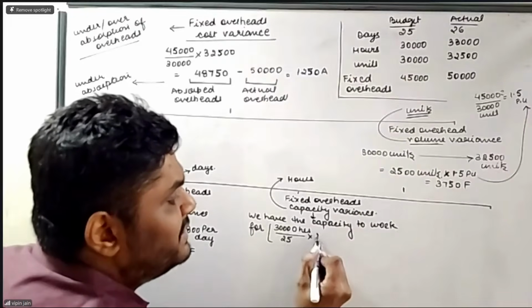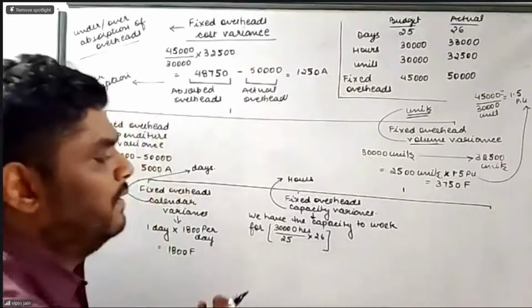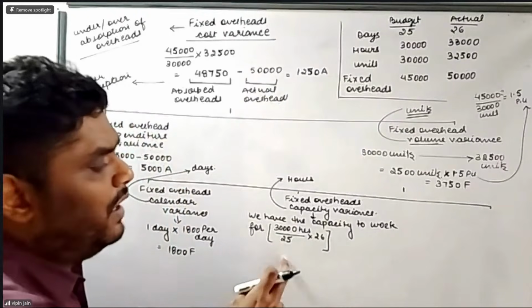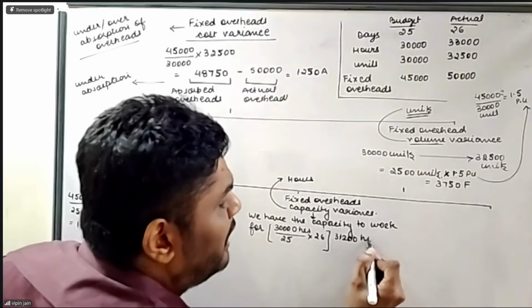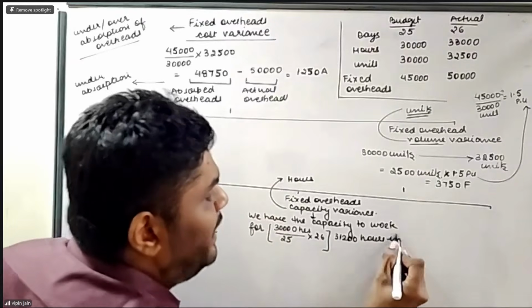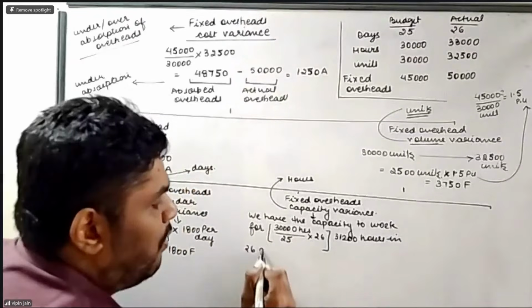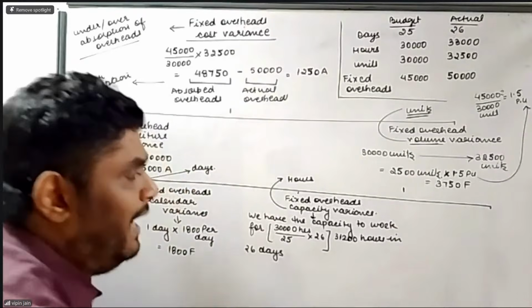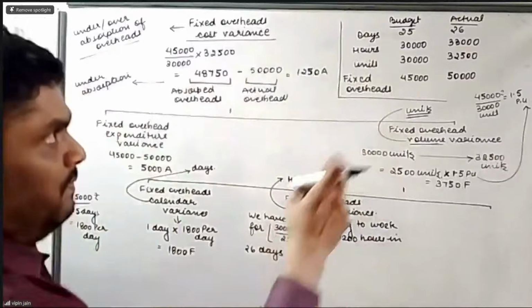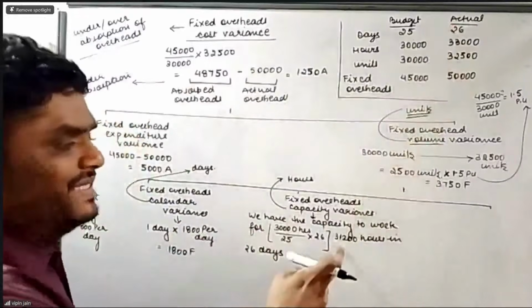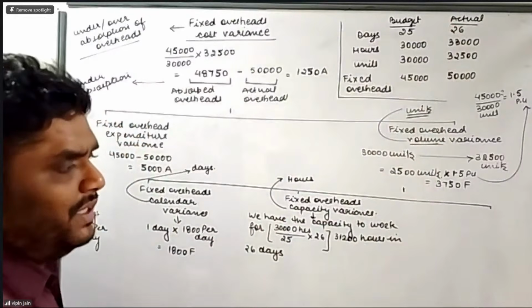So in 26 days, what is our capacity? We have the capacity to work for how many hours? 31,200 hours in 26 days. I repeat again, our capacity was how much? In 26 days, my capacity was to work for 31,200 hours.